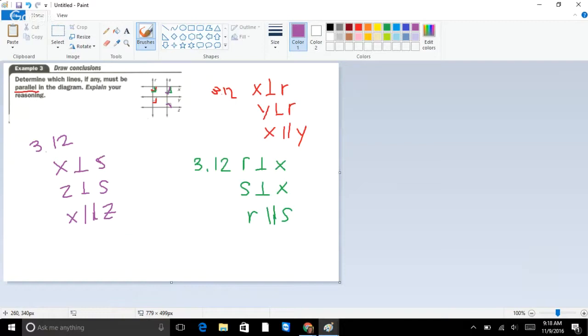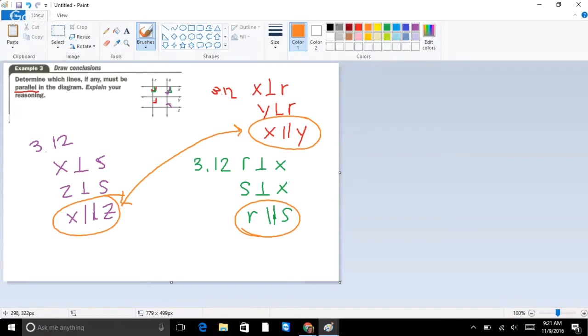many, many different ways, right? So let's see if there's any other relationships we have based off of theorem 3.11. If we look at all of these relationships that we've found so far, we have X is parallel to Y, X is parallel to Z, and R is parallel to S. Well, we can use the transitive property of parallel lines with these two right here. Remember, transitive property is if X equals Y and Y equals Z, then X equals Z. Well, we have X is parallel to Z, and we have X is parallel to Y. So that can lead us to Y is parallel to Z.